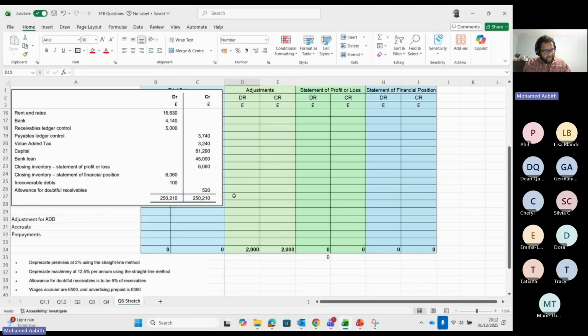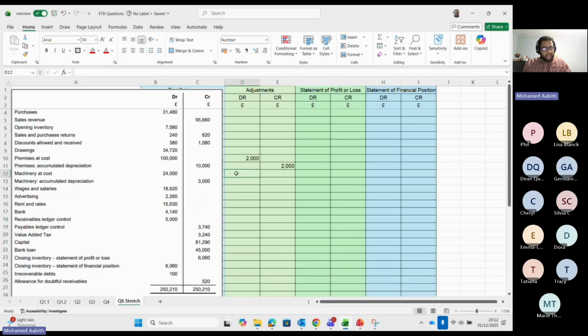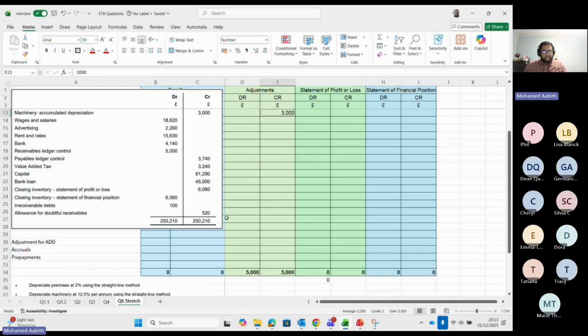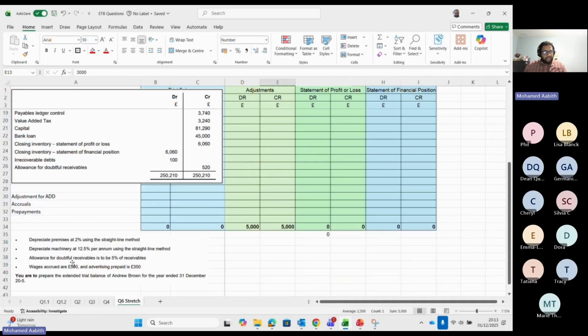And then what are they talking about? Machinery here, that's also straight line. So we're going to charge them an amount of £24,000 times 12.5%. That gives you another £3,000 on the accumulated depreciation as well. So we made two entries for depreciation, one depreciation charge debit and the accumulated depreciation credit, and these will eventually go to the profit and loss statement, and these two will go into my statement of financial position.